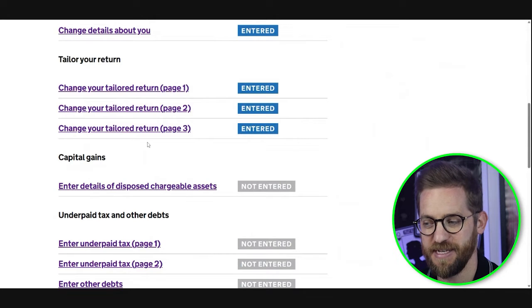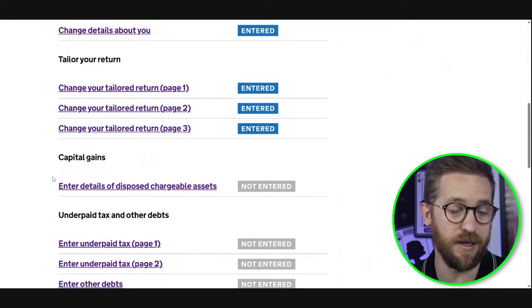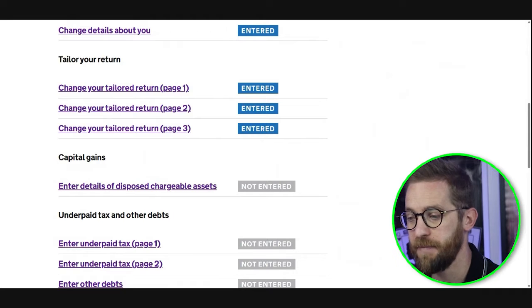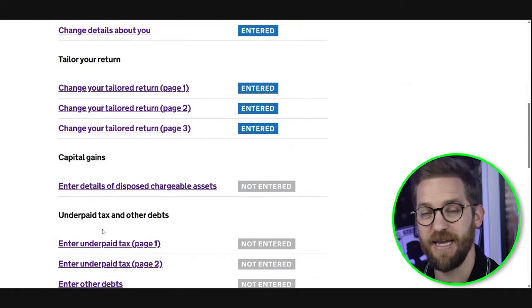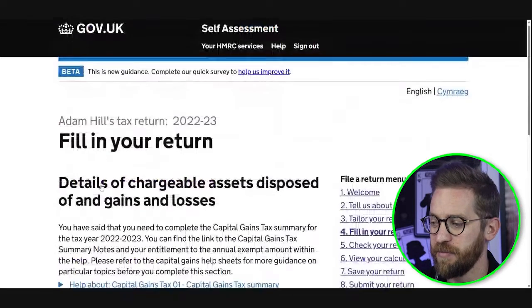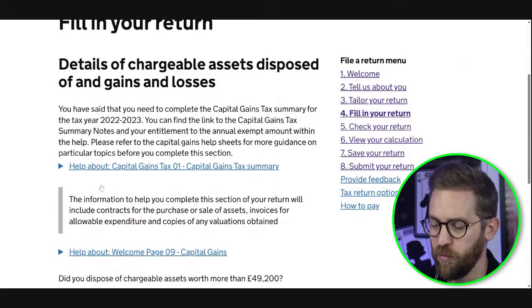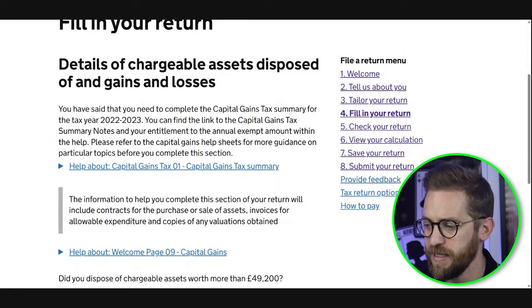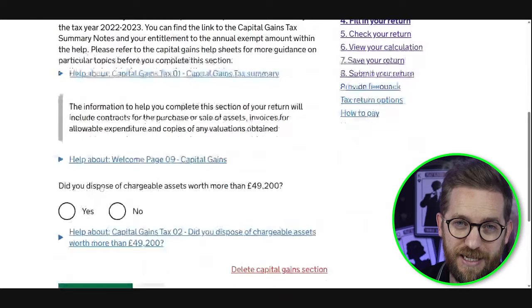So in this case, I only said capital gains, but if I did have employment income, self-employed income, whatever it might be, those would all be populated here and you could work through them. So I'll start by clicking on the first link under the capital gains header, and then I'm going to be presented with a little bit of information about what I need to provide and how to complete it, and then a bunch of questions that I'll need to work through.